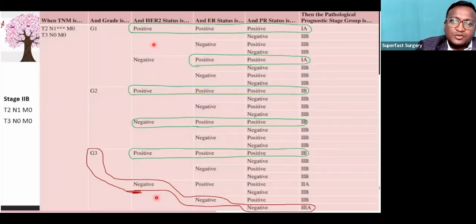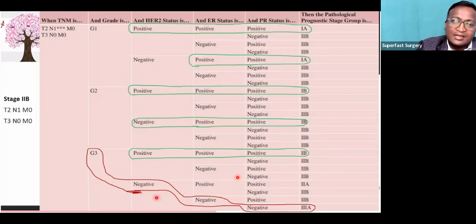And when the tumor is positive, and the grade is 1, it is in fact treated less aggressively than the anatomical stage 2B, because the pathological prognostic stage group is 1A. So it is the dynamic staging system that has been incorporated. It is important, but these are for understanding.